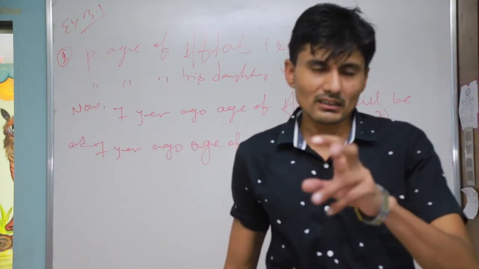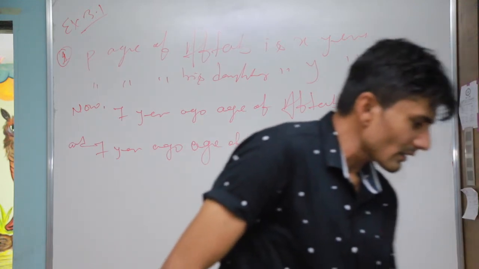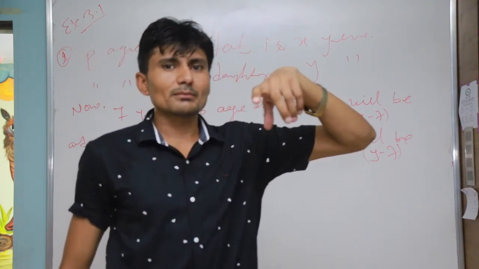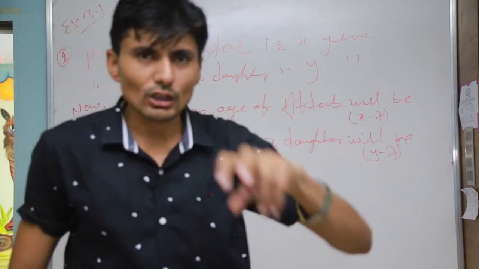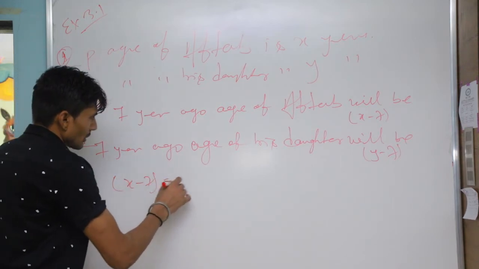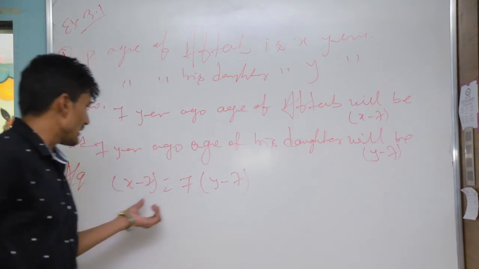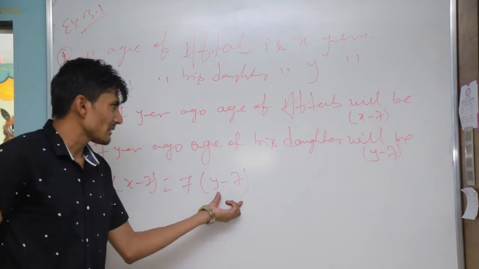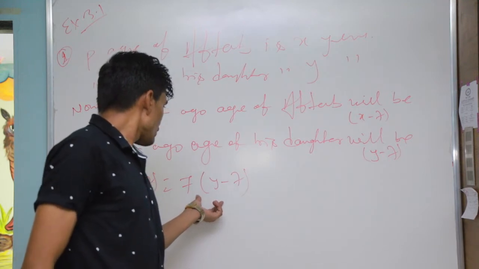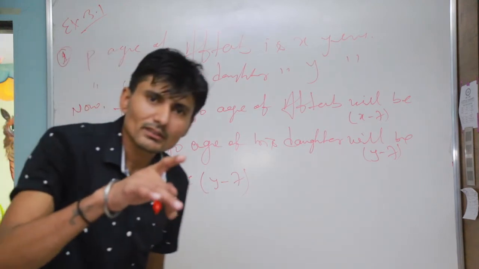Now we have to start to make the equation. 7 times as old as you were then. That means Aftab tells his daughter that Aftab is 7 times older than his daughter. So we have to write the equation according to the question. X minus 7 is equal to 7 into y minus 7. That means we have to multiply 7 with the y minus 7, that is the age of his daughter seven years ago, because if you multiply the 7 with Aftab's age, then Aftab will be 49 times older.